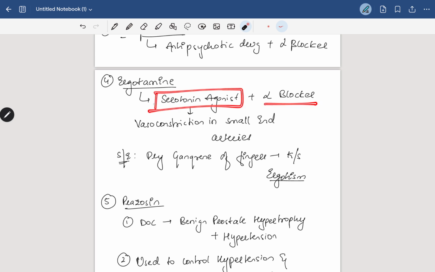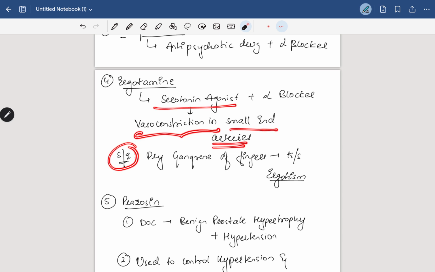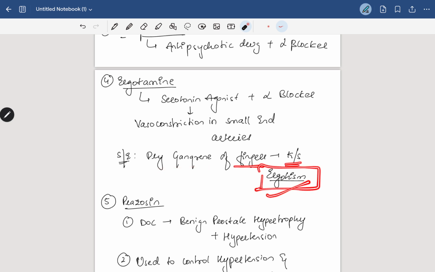Serotonin agonist, what does it do? It will increase serotonin. It will lead to vasoconstriction in small end arteries. Therefore the side effect of this ergotamine will be dry gangrene of fingers. This phenomenon is known as ergotism.